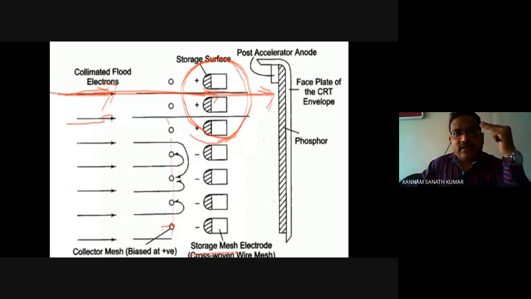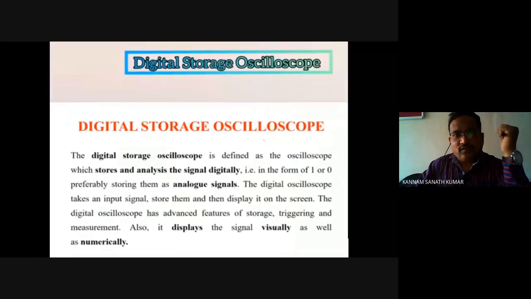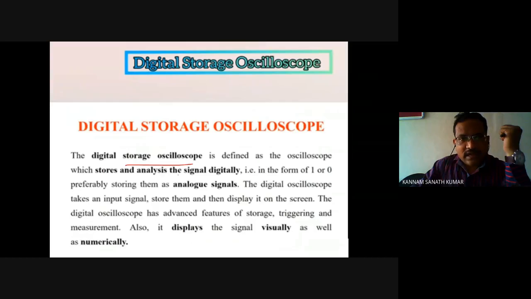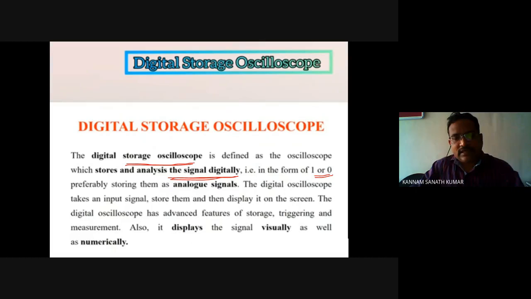And next we will see the digital storage oscilloscope. A digital storage oscilloscope is defined as one which stores and analyzes the signals digitally. That means if you want the signals in terms of ones and zeros, we'll use a digital storage oscilloscope. Whatever analog signals are there will be displayed digitally.